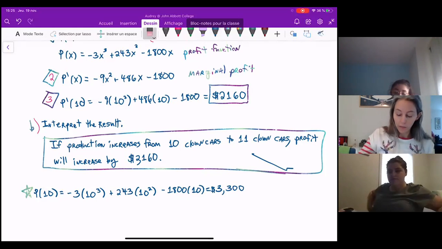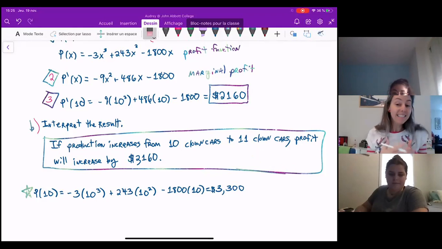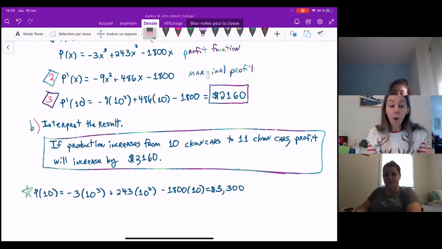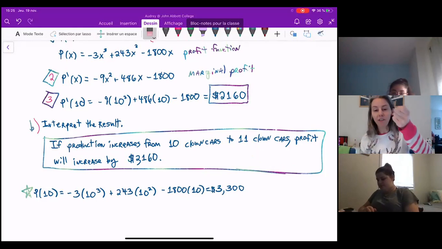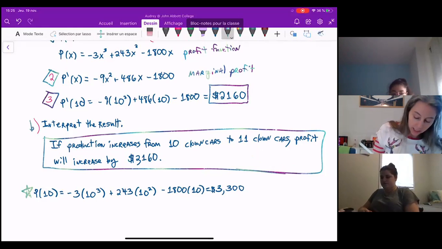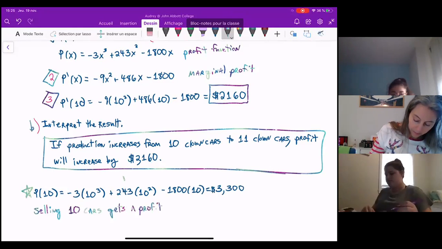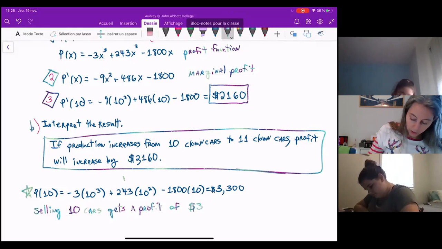Okay, so this 3,300 is saying that if I sell 10 units, I'm going to make $3,300. That marginal profit is saying if I go up to 11, I'm going to increase my profit by $2,160 from where I am. So here this is saying selling 10 cars gets a profit of 3,300.